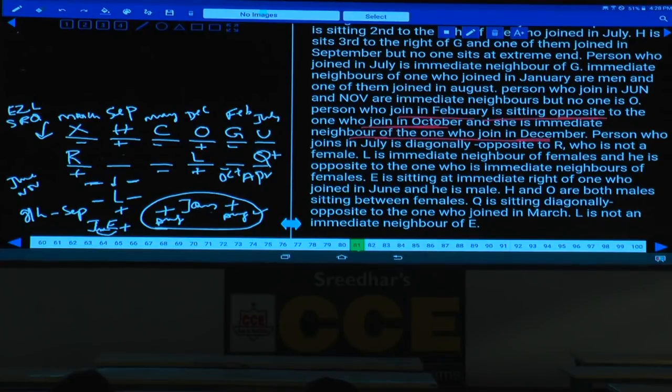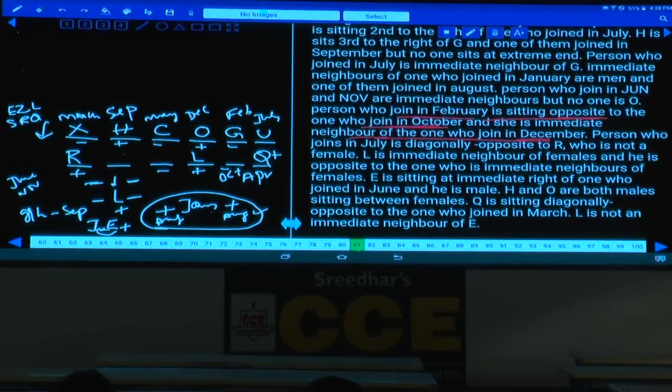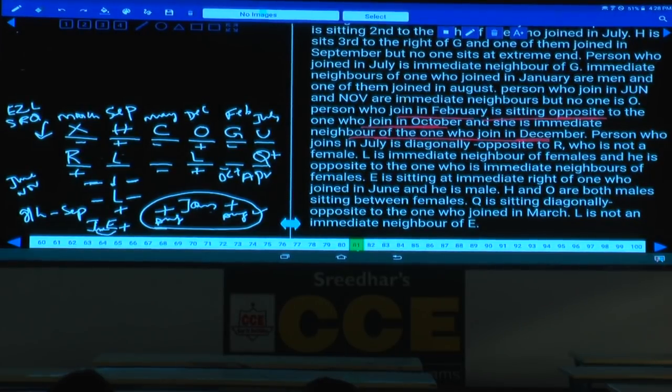Then who is left over here? E. E is a male. As E is a male, hence E must be at this place. This is the only possibility for E. If E is here, E is the immediate neighbor of whom? The immediate neighbor of the person June. And this R must be in the month of June. Are you following this one or not? And R, E, L, Q are done. Now what are we left with? And June is the immediate neighbor.